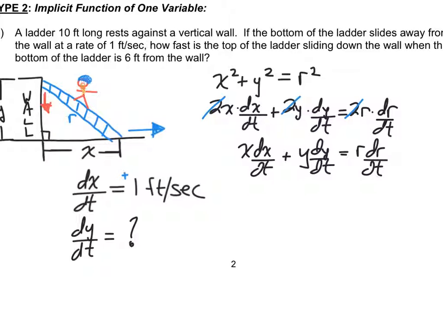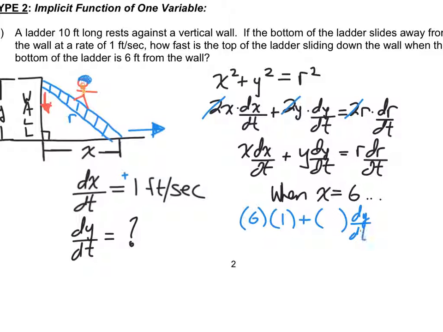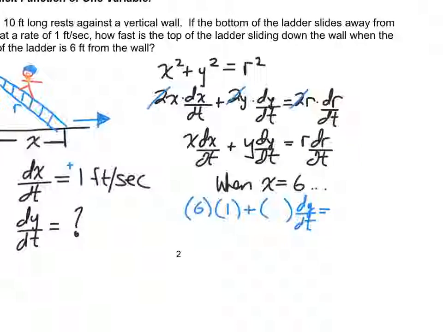So we have some information. They're saying how fast is the ladder sliding down the wall when the bottom of the ladder is 6 feet from the wall. So when x is equal to 6. So I could say 6 times 1, because dx/dt is given as 1, plus, I need my y, I don't have it yet. I'm looking for dy/dt. R I do know is 10. dr/dt, let me just leave parentheses there. I don't know dr/dt, but we could figure it out pretty easily.